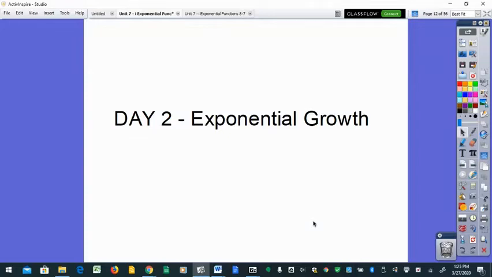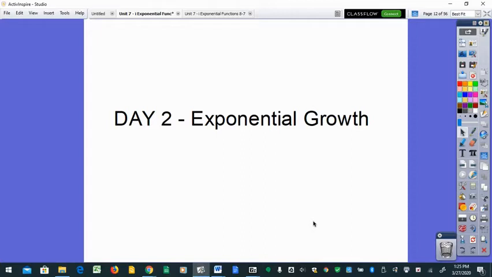Today we're going to take our discussion of exponential functions back to something we actually talked about a little bit in our very first unit, exponential growth. It tied into our geometric sequences, but we're going to review that concept today, and we're also going to add the idea of what really happens in banking.